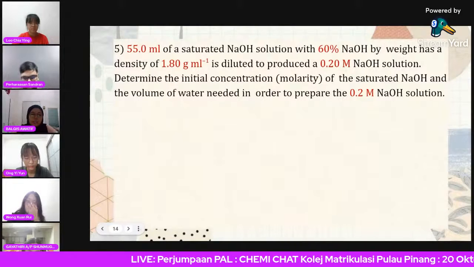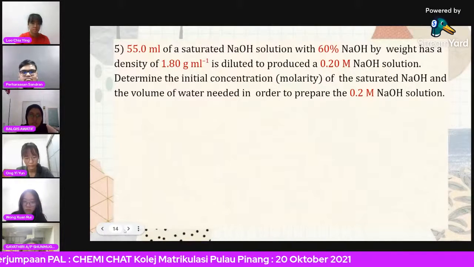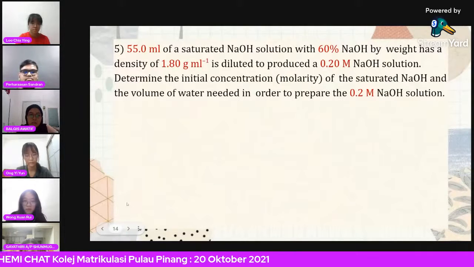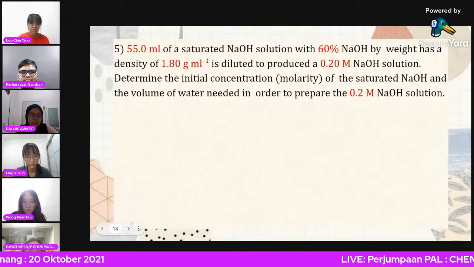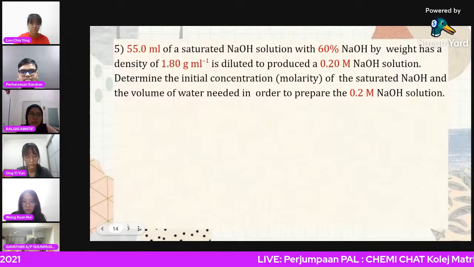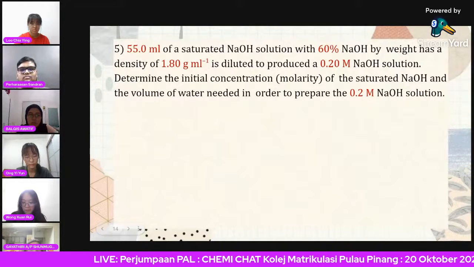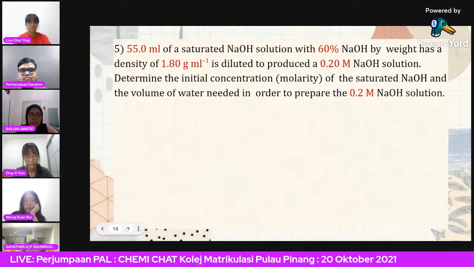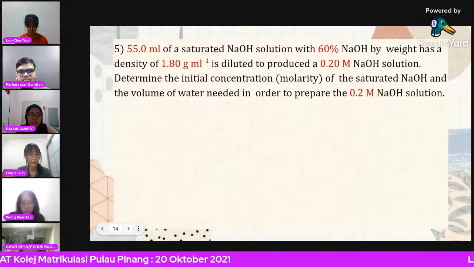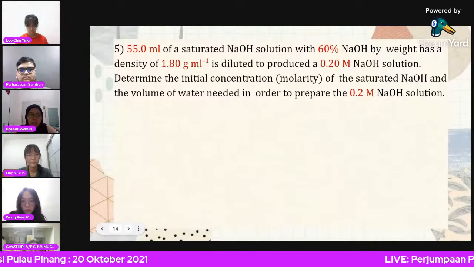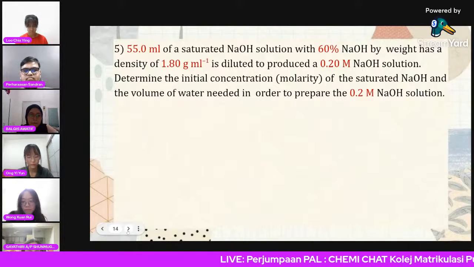The question is: 55 milliliter of a saturated sodium hydroxide solution with 60% sodium hydroxide by weight, which has a density of 1.80 gram per milliliter, is diluted to produce a 0.20 molarity sodium hydroxide solution. Determine the initial concentration in molarity of the saturated sodium hydroxide and the volume of water needed in order to prepare the 0.2 molarity sodium hydroxide solution.